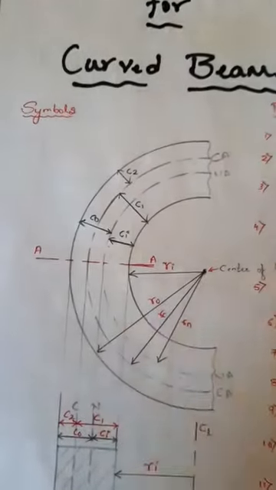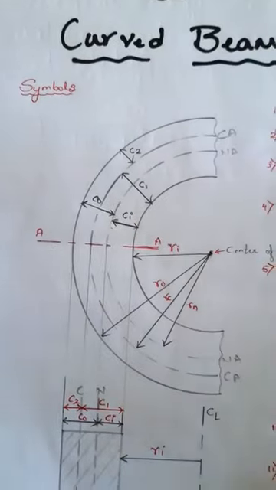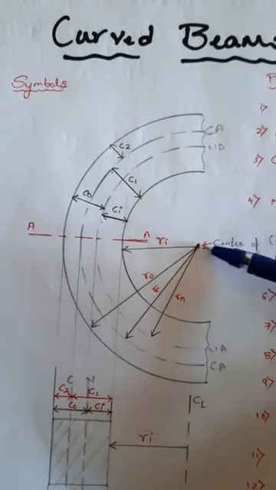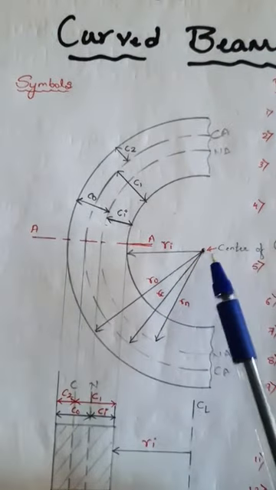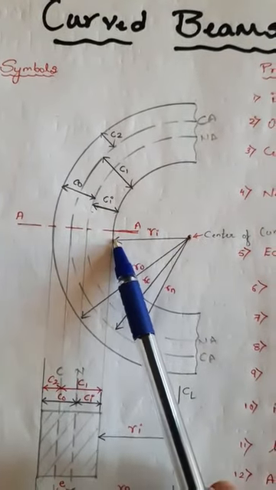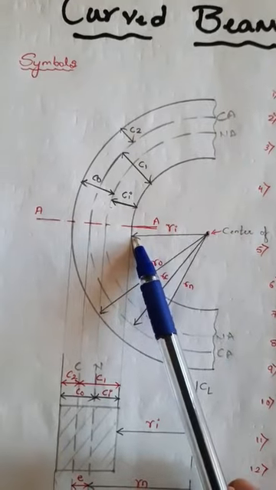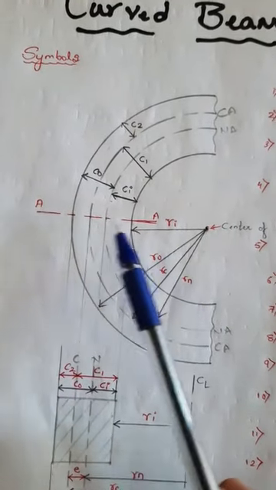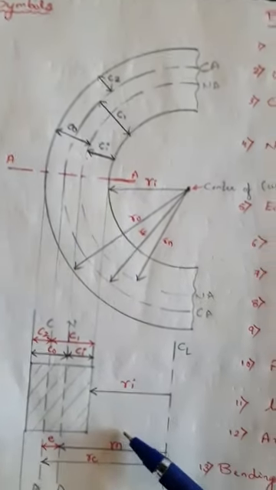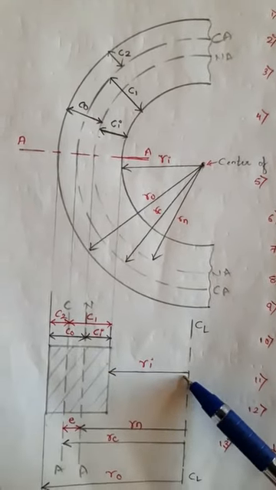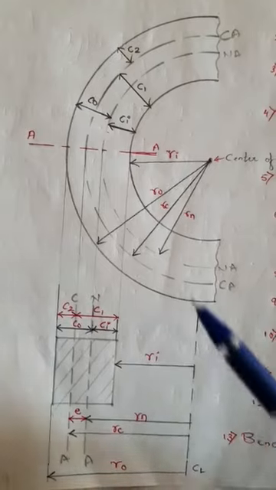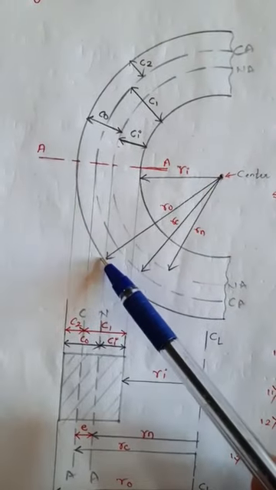So every curved beam has a center. This center is called the center of curvature. So this radius is called the inner radius, Ri. This can be represented on a section view. So this is the inner radius Ri. Then this is the outer radius Ro.